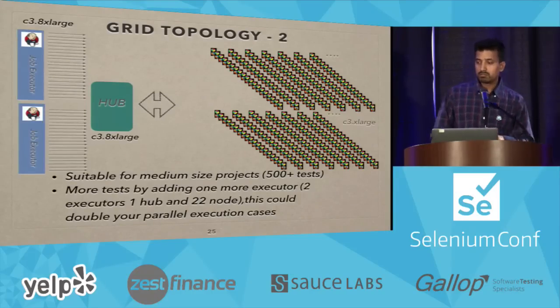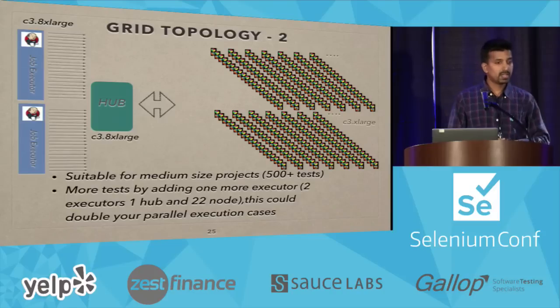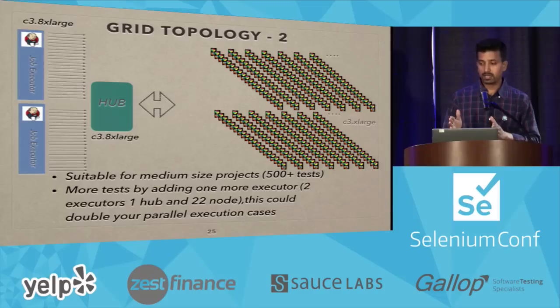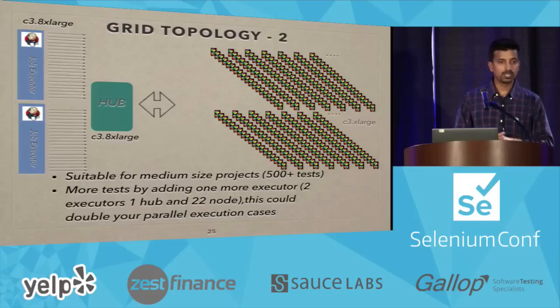Grid topology 2: if I have, say, 550 cases, I can use another executor in parallel and run 500 test cases in parallel using double the set of nodes, C3 8XL nodes, and all of them are Linux, by the way. And I can still run everything in 5 minutes. But it's 2 executors, 1 hub, and 22 nodes.